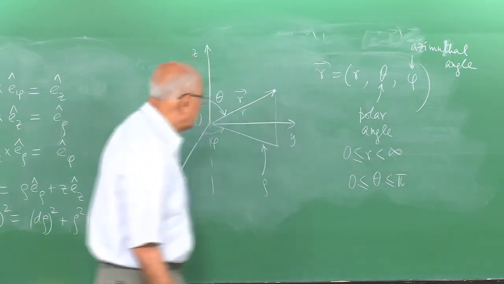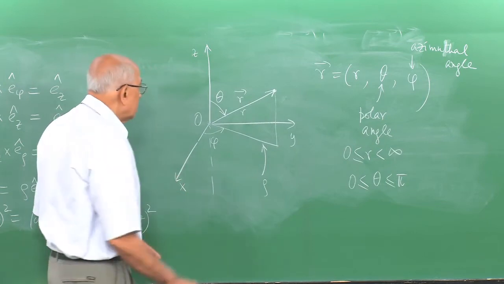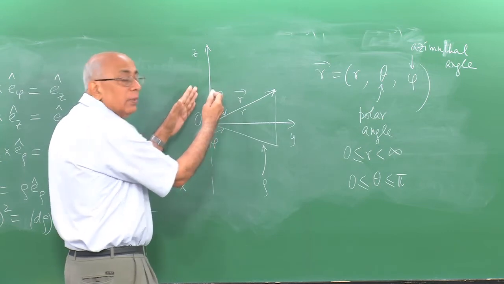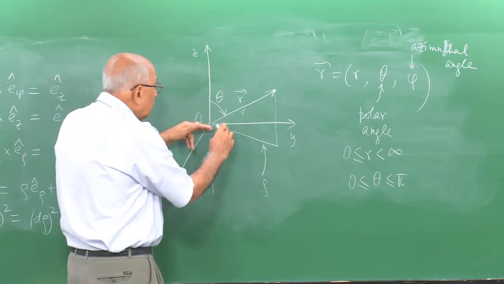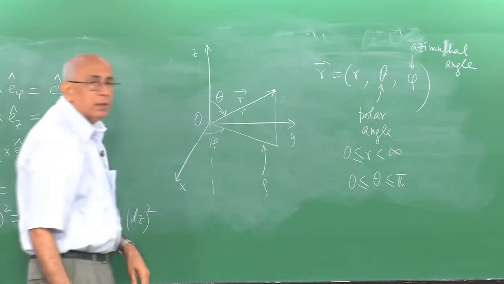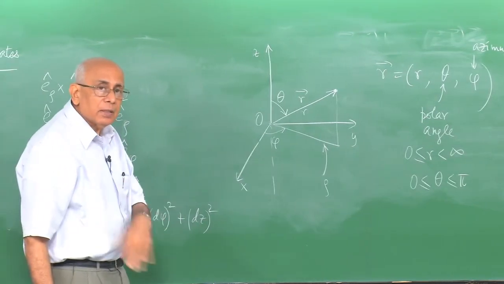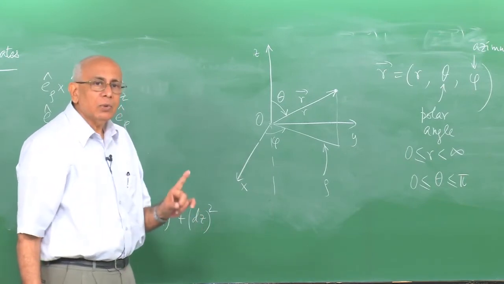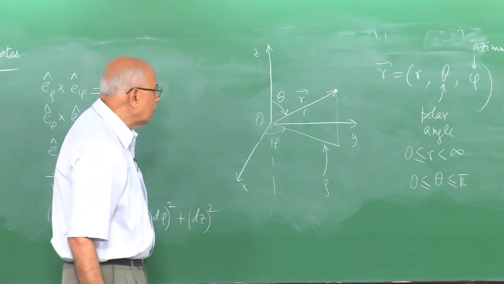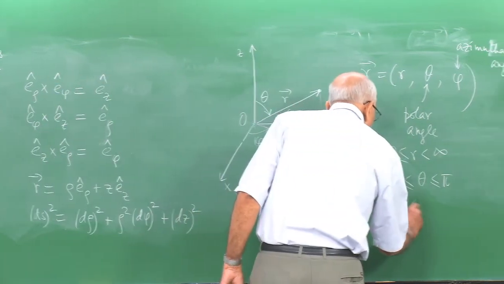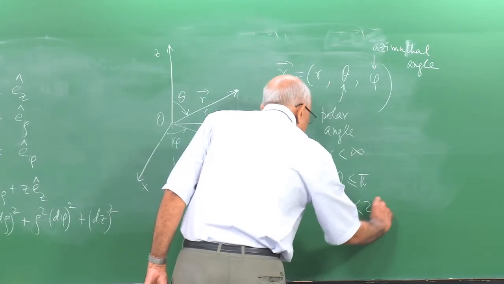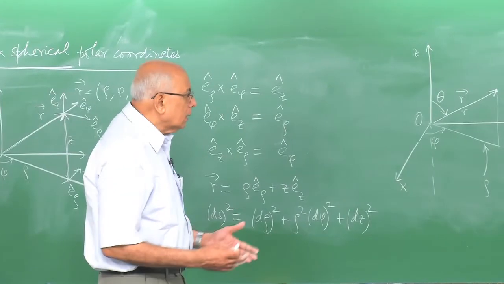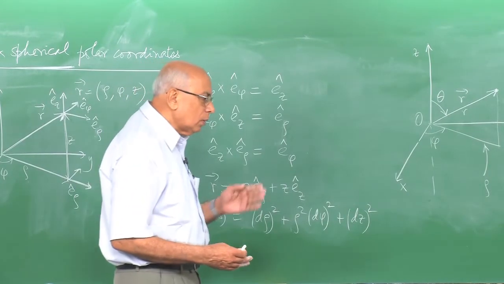0 up to pi, not 2 pi, but pi, because every point with theta between 0 and pi over 2 is in the northern hemisphere, and every point with theta between pi over 2 and pi is in the southern hemisphere. Now it's interesting to ask what constant values of various coordinates mean, and I'll come to that in a minute. Phi, as usual, has this range here.